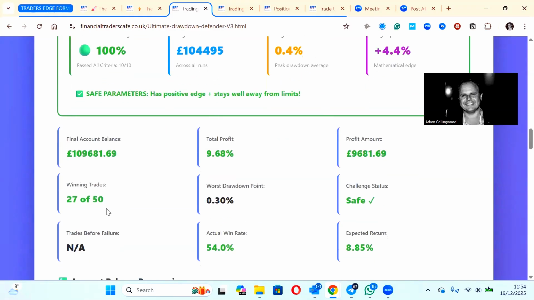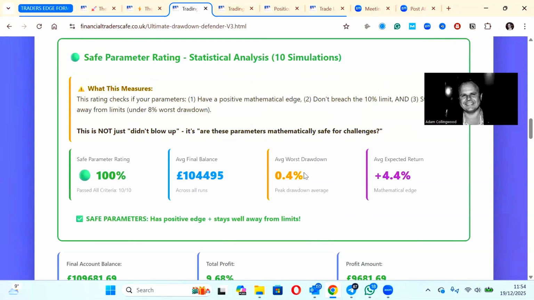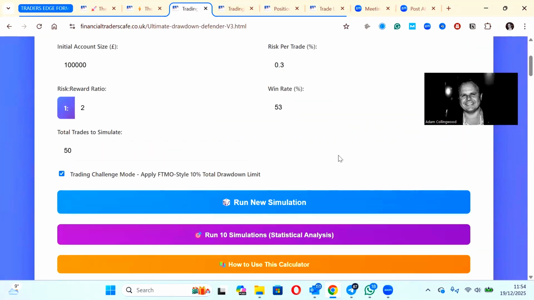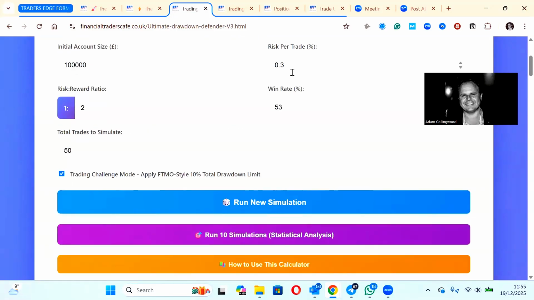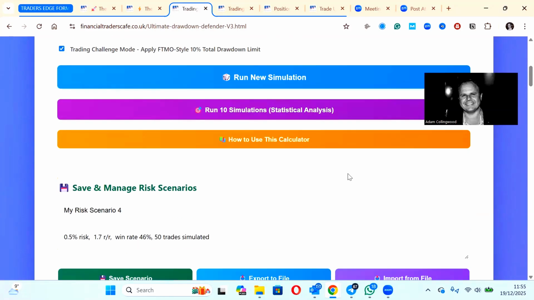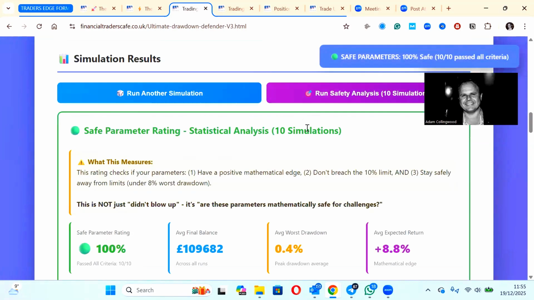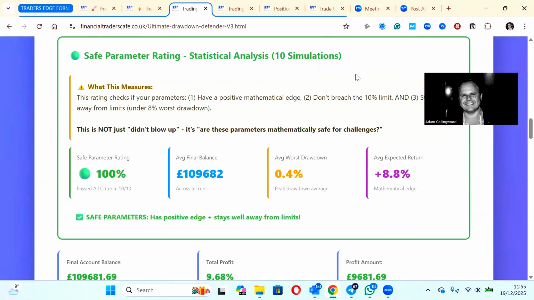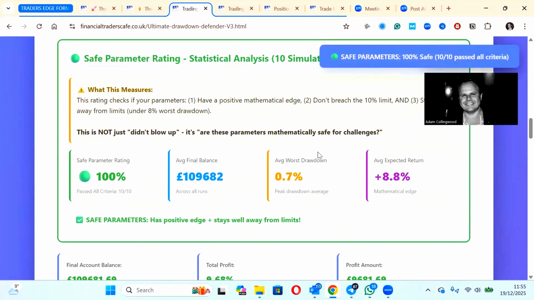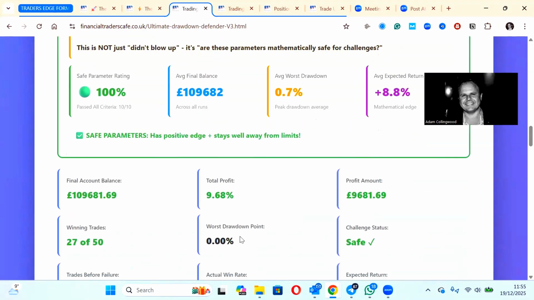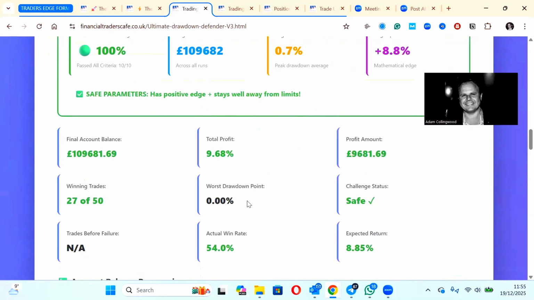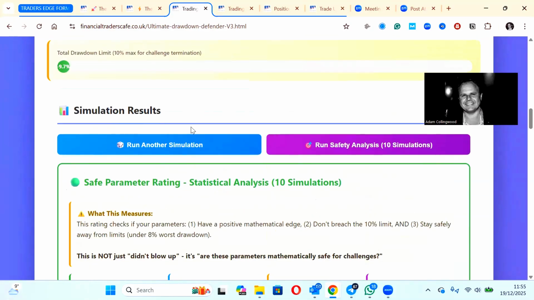9.68%. That's what your balance would be. You now only need 27 out of 50 winning trades from the 53% win rate, risk reward ratio to 0.3% per trade. Okay. So now you're risking less, you're improving your win rate and your risk reward ratio. You're also improving that as well. And then we run this. Okay. And now what this is telling us is, again, all safe. Okay. So 2 important tabs here. This one, run another simulation, worst drawdown 0.0. Okay, run another one, 0. Run another one, 0.9% is the worst drawdown.